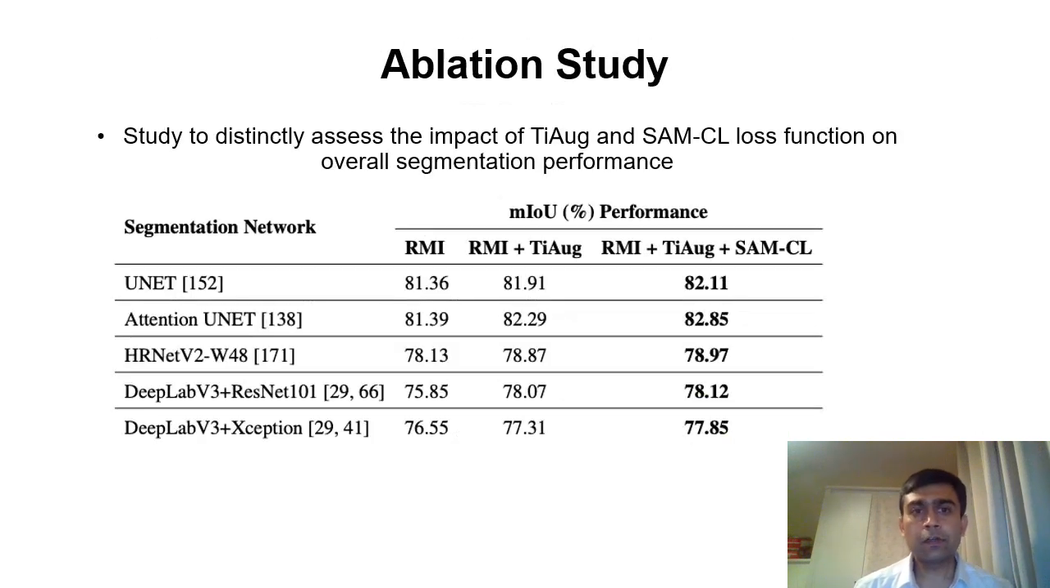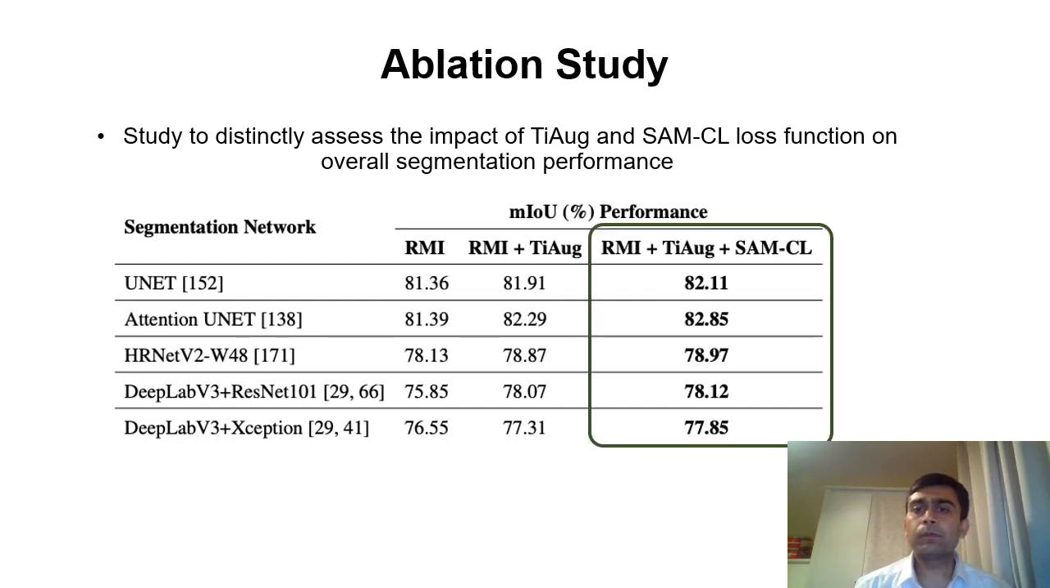To further study the contribution of the TIOG module and the SAMCL loss function separately, we perform an ablation study. The base performance for all segmentation networks is obtained using the RMI loss function that showed the best performance among other loss functions. We observe consistently improved performance for all segmentation networks when thermal images are augmented using the TIOG module. The performance of the respective segmentation network is further improved when the proposed SAMCL loss function is combined with the TIOG module-based augmentation.